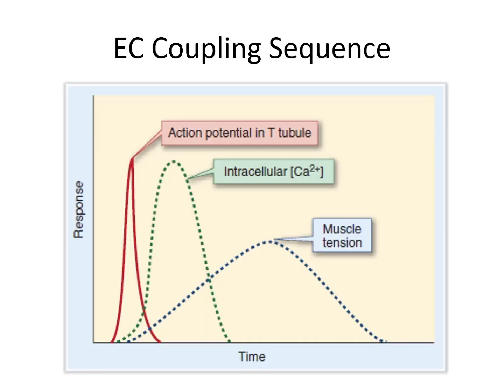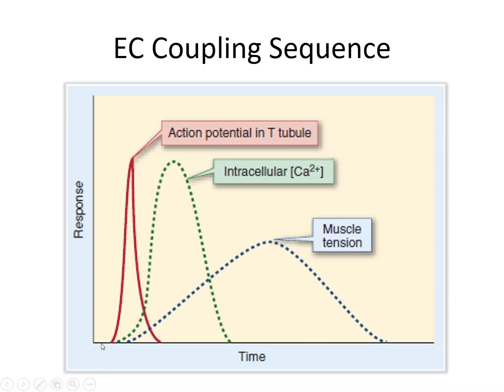This graph shows the temporal sequence of EC coupling. In all types of muscle, the key event causing contraction is increased intracellular calcium concentration. In the skeletal muscle, the source for that calcium is the sarcoplasmic reticulum on the inside of the cell. The muscle action potential triggers calcium release from the SR in skeletal muscle, and thus the only physiologic stimulus for muscle contraction in the skeletal muscle system is action potentials.